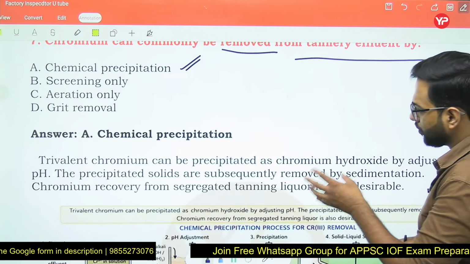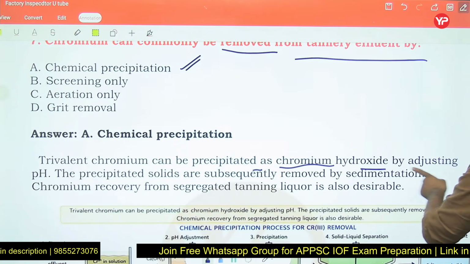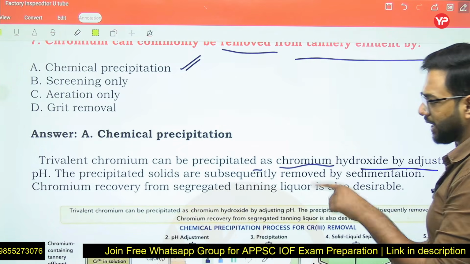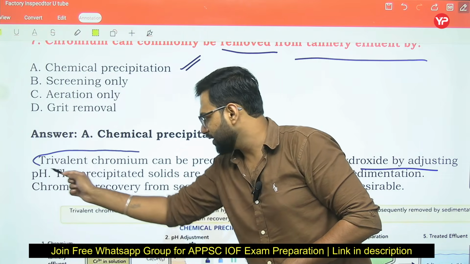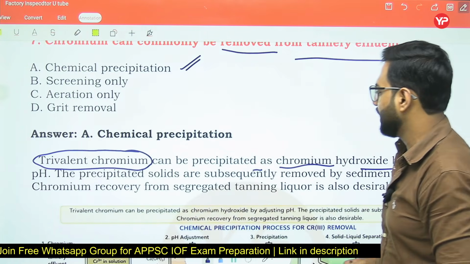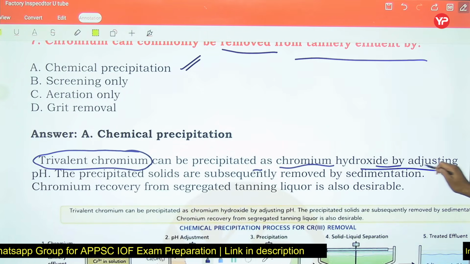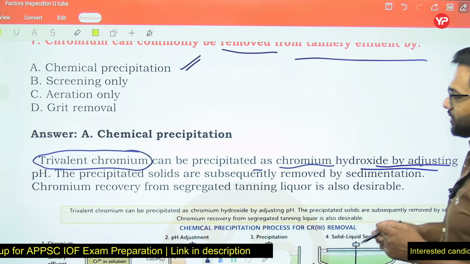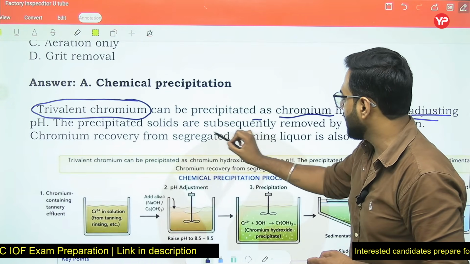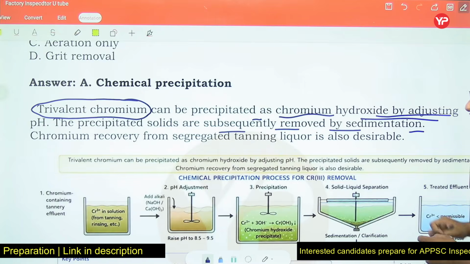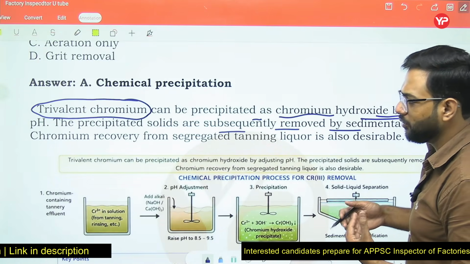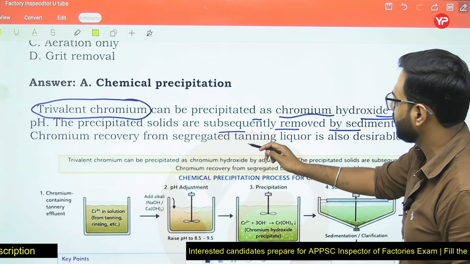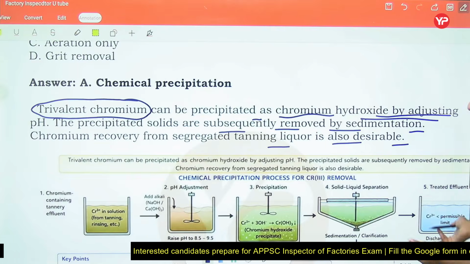So trivalent chromium can be precipitated as chromium hydroxide. So remember this trivalent chromium. This trivalent chromium, Cr3+, can be precipitated as chromium hydroxide by adjusting pH. The precipitated solids are subsequently removed by sedimentation, and further chromium recovery from segregated tanning liquid is also desirable.